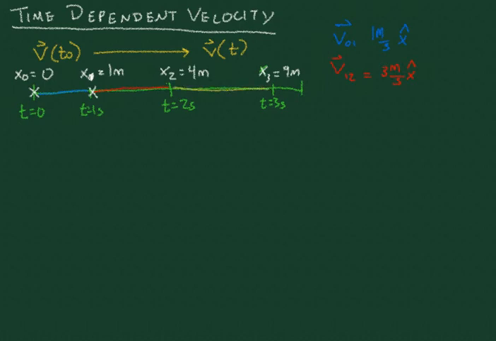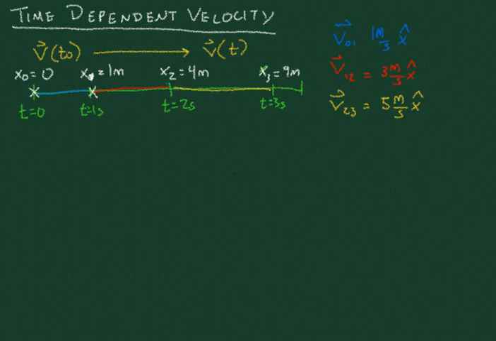In the next time interval, so v23, we notice that the change in position is 9 minus 4, which is 5 meters. Again, still in 1 second. So velocity is 5 meters per second in the x-hat direction. Okay, so our velocity, our average velocity, has increased during each time interval.